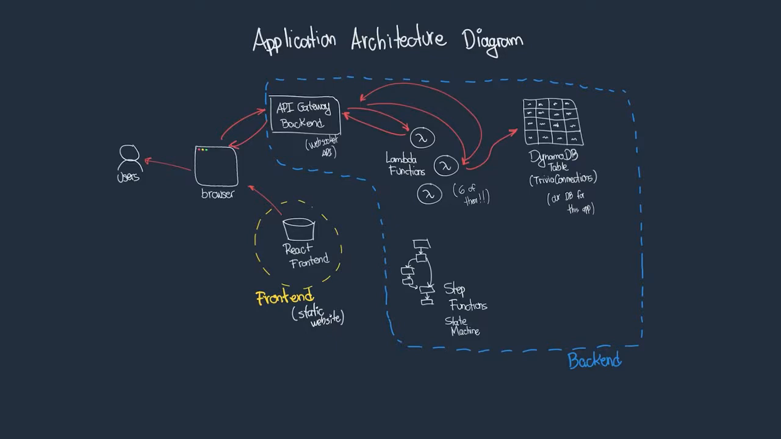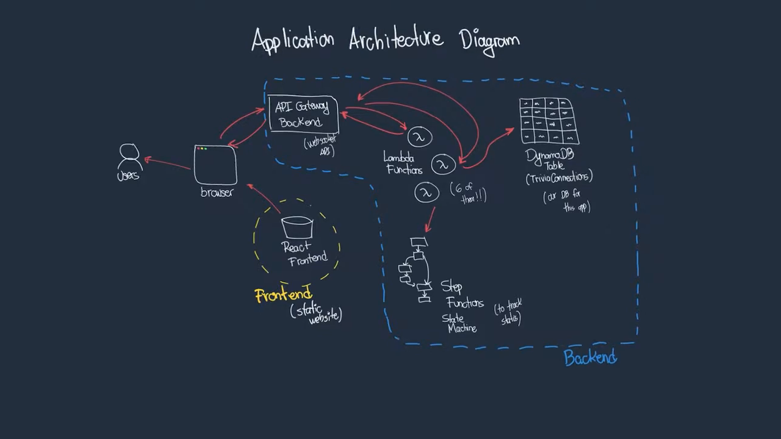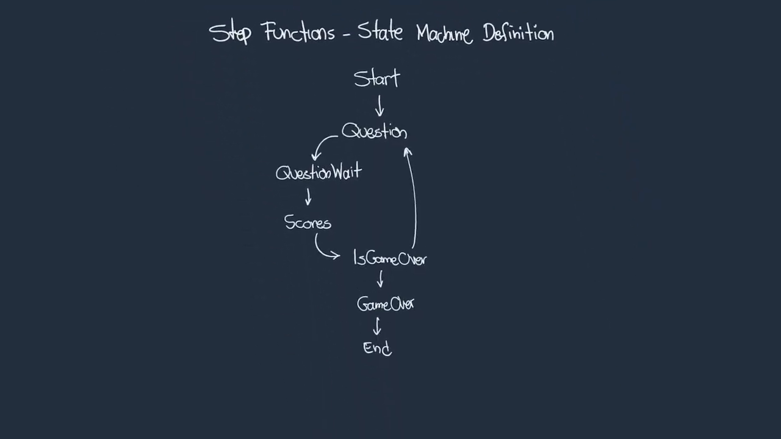Now we need to track the state of the running game. What questions are players up to? Pausing for players to answer. Moving to a state to update player scores. For this, we will use an AWS step function state machine. The state machine has 5 states. When a game is started, we start a state machine execution and pass input data that contains a list of questions. The state machine execution starts at the question state.